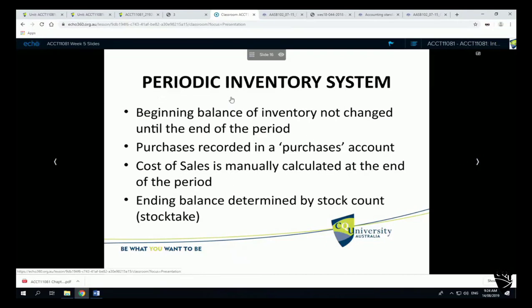Now, periodic inventory system. So we've just come through the perpetual one. The periodic system only accounts for inventory movement at the end of a period, hence the name periodic.